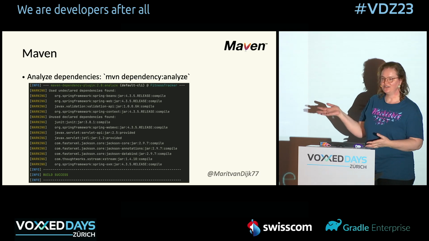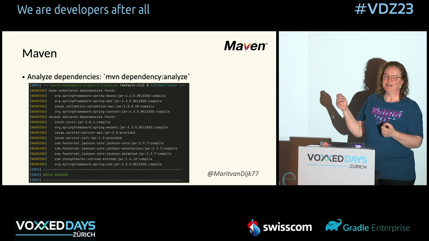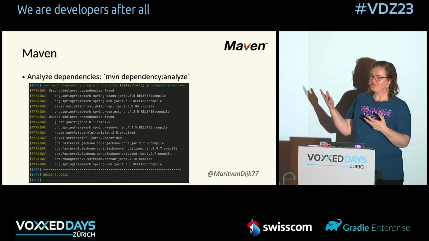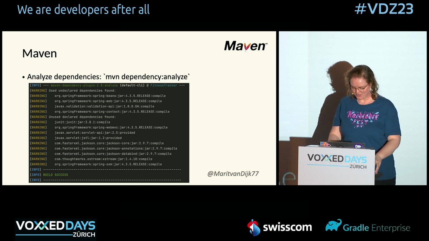So also here we see that there's a JUnit dependency that is declared but not used. In this case, I wouldn't recommend removing it. I'd recommend adding some tests, but that's a different rant.